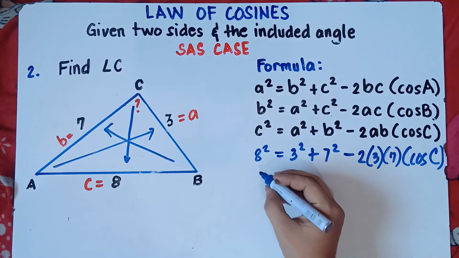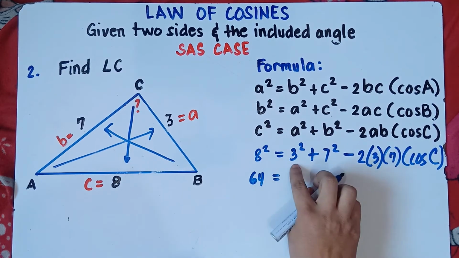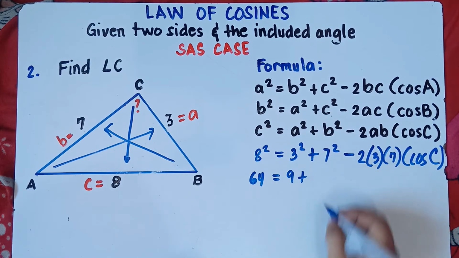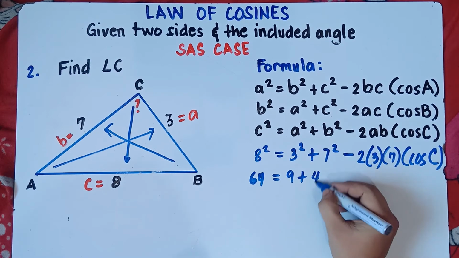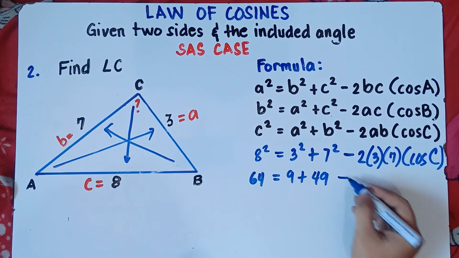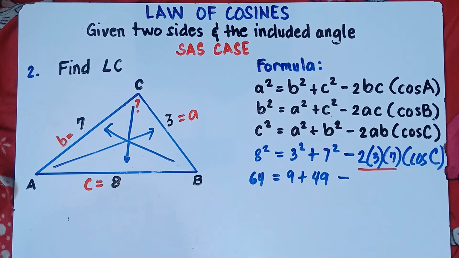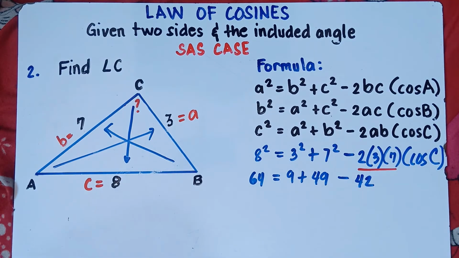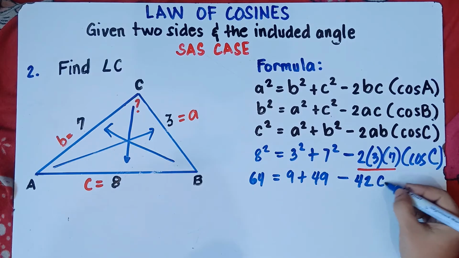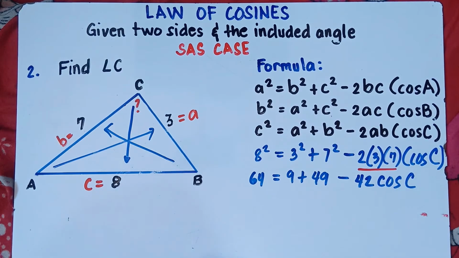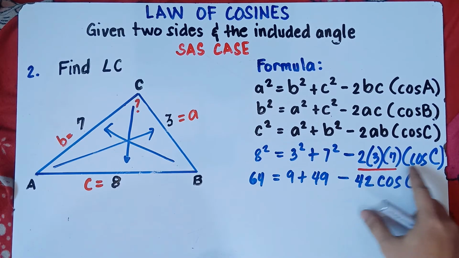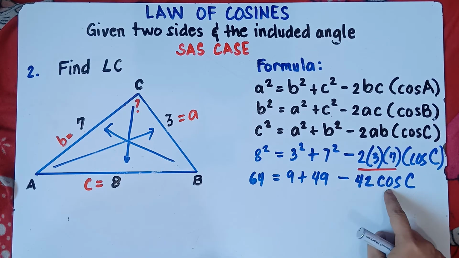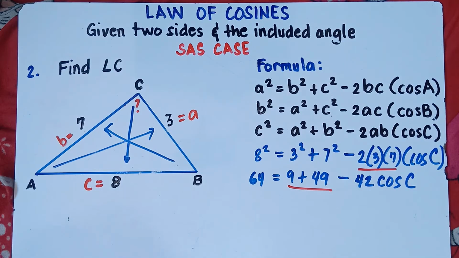So 8 times 8, that is 64, equals 3 times 3, that's 9, plus 7 times 7, that's 49. Then copy the minus sign, you multiply this one, 2 times 3, what's the answer, class? 2 times 3, that's correct, that's 6 times 7, that is 42. Then copy cosine C, because 42 times cosine C would be 42 cosine C. And then we can combine like terms.